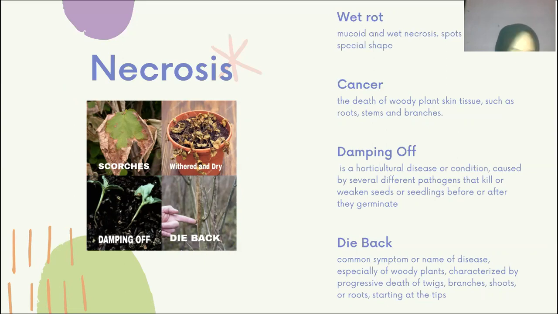7. Damping off is a horticultural disease or condition caused by several different pathogens that kill or weaken seed or seedling before or after they germinate. And last, dieback, a common symptom or name of disease, especially of woody plants, characterized by progressive death of twigs, branches, shoots, or roots, starting at the tips.